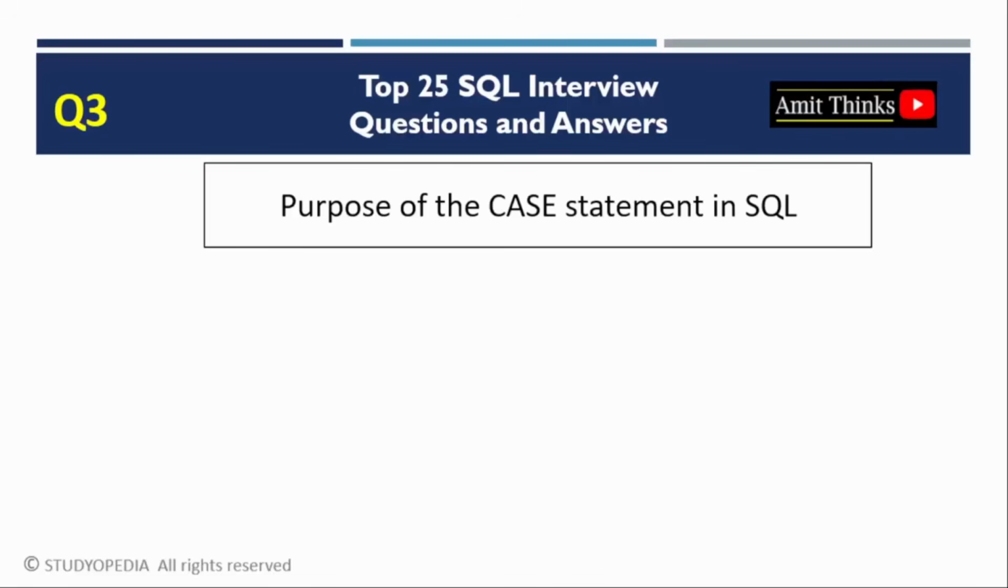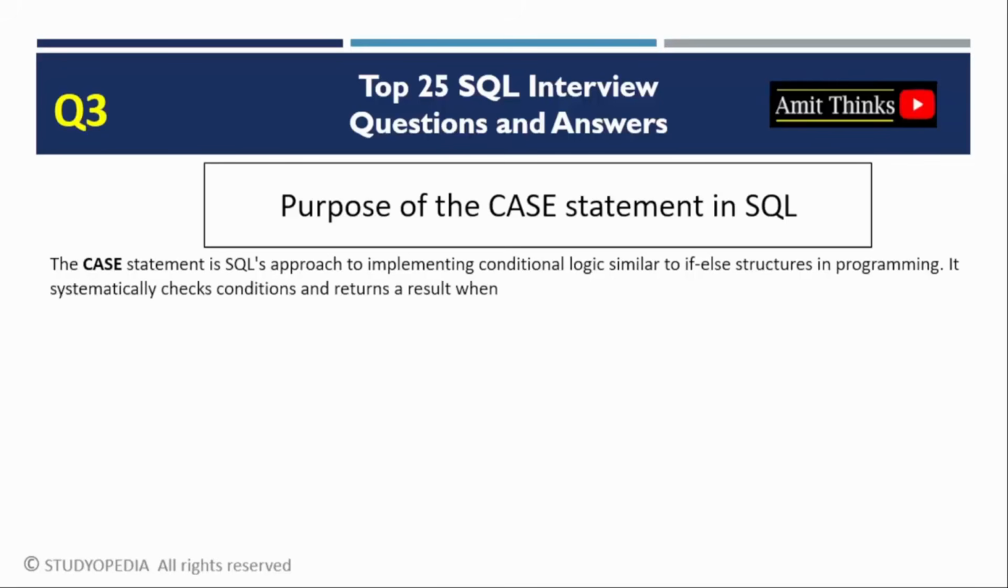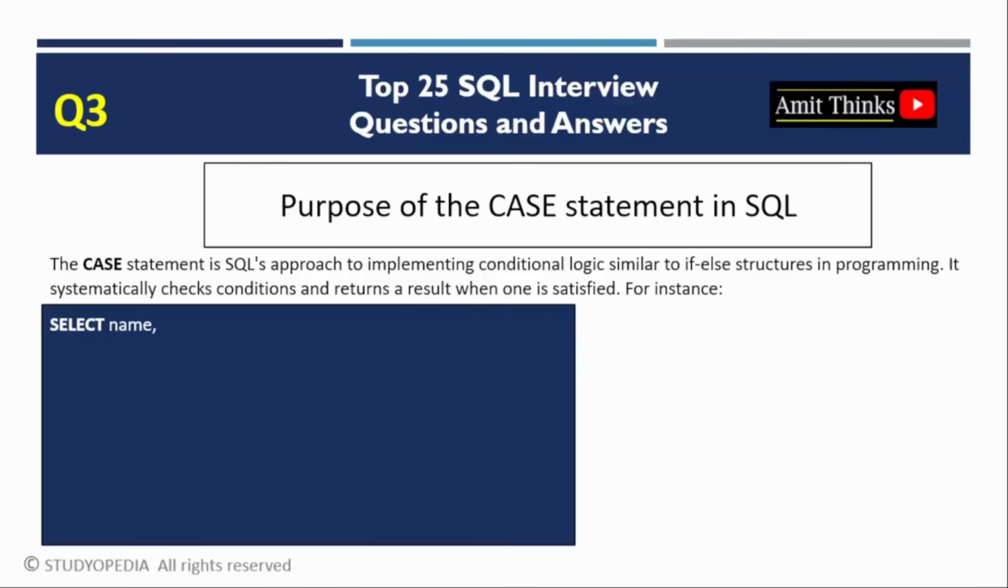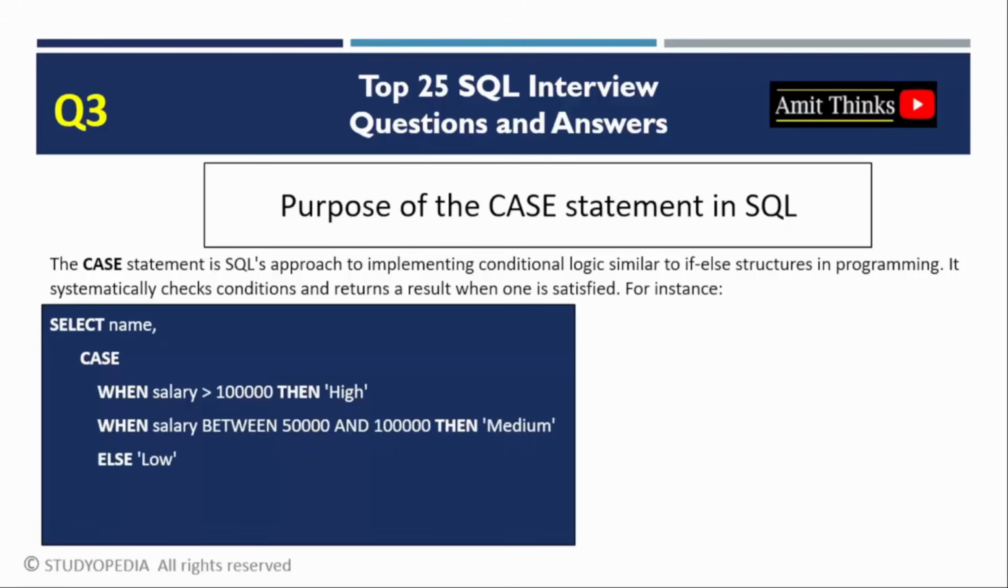The next question is purpose of the case statement in SQL. The case statement provides conditional logic similar to if-else constructs in programming. It evaluates conditions sequentially and returns a value when a condition is met. For example, here we are using the case statement to bifurcate salaries. If the salary is above 100k, then it is considered high. If it is between 50k and 100k, it is considered medium. Else, for other conditions, it is considered low.